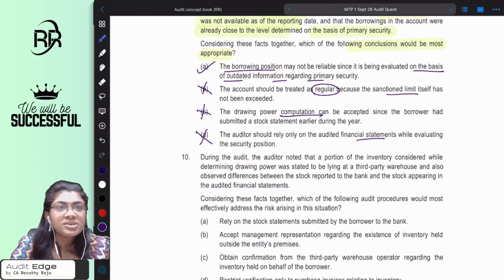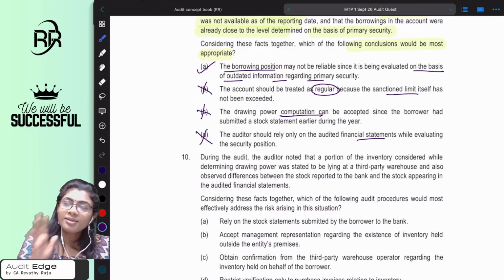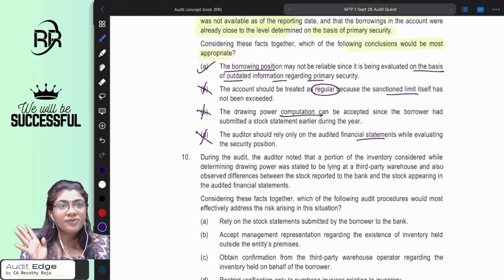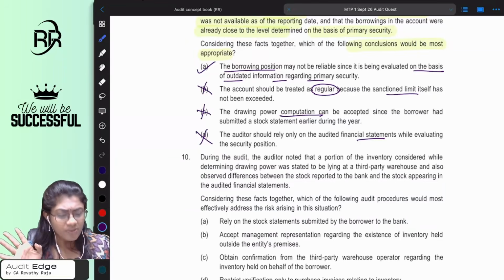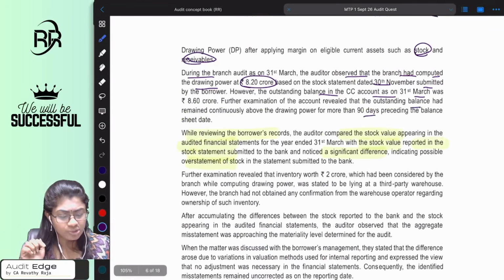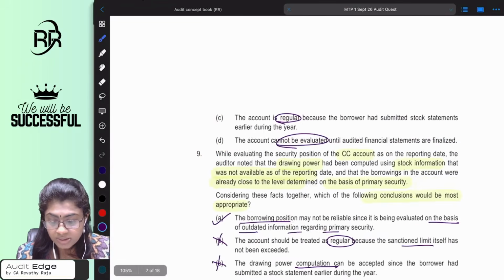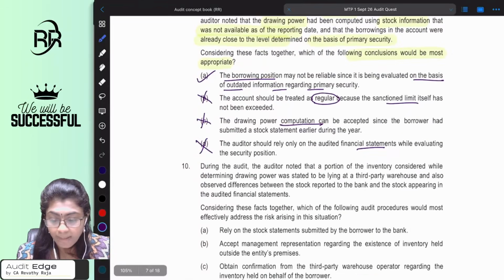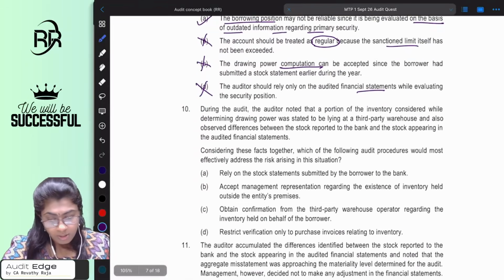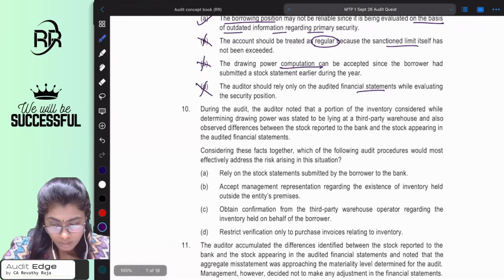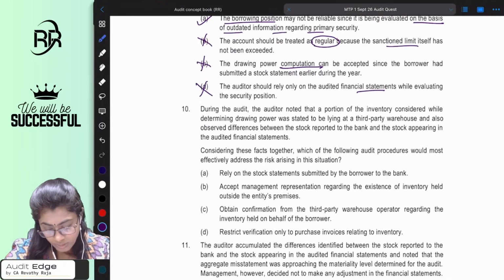So, answer is A. But I think from the bank point of view, there is a difference. There's an unreliability case. If you read the case study, you will understand. I showed you, right? So, you cannot simply rely and you cannot do. So, answer is A. Okay. Next one. 10th question, please.